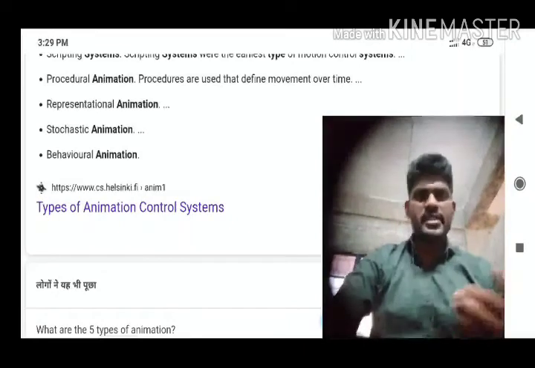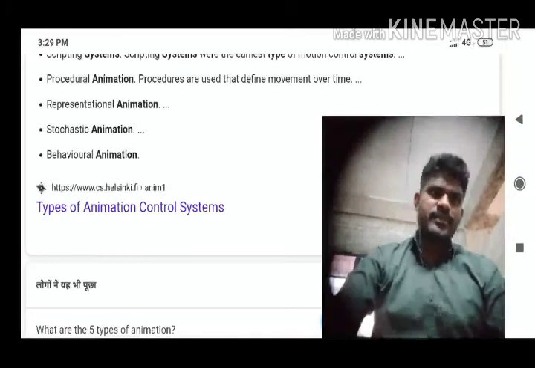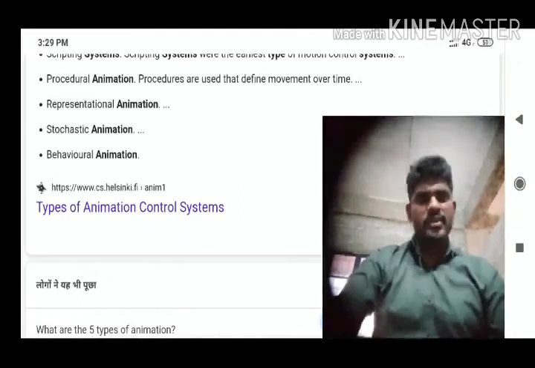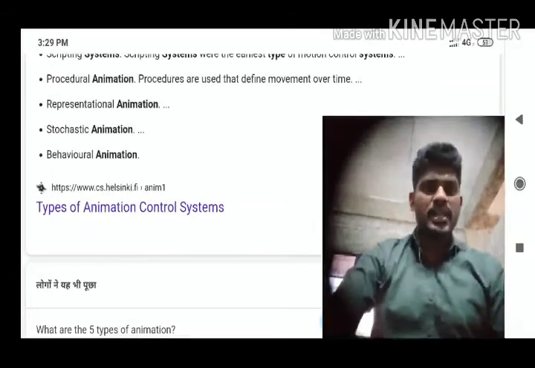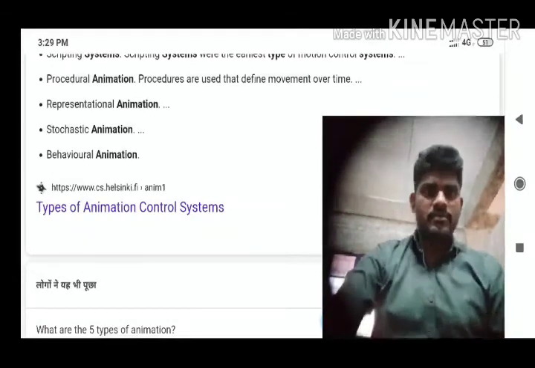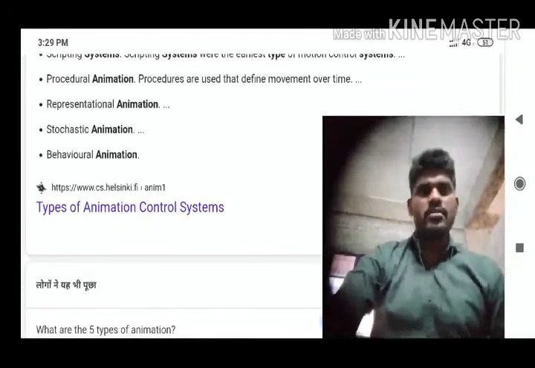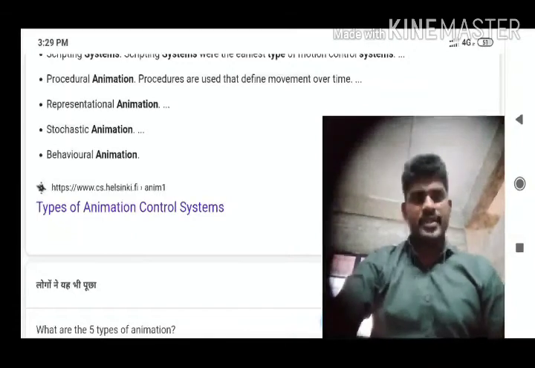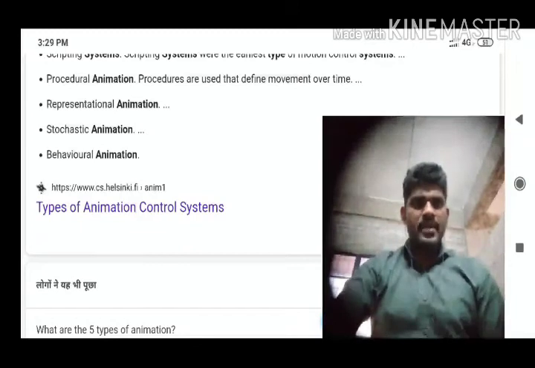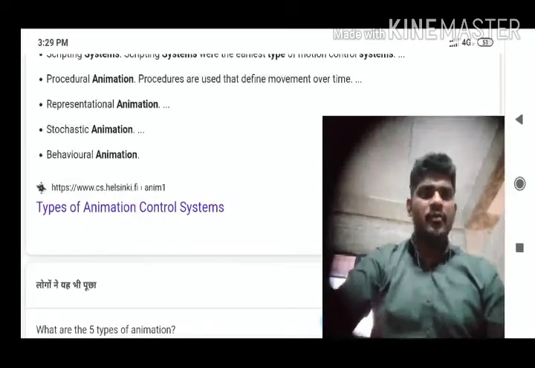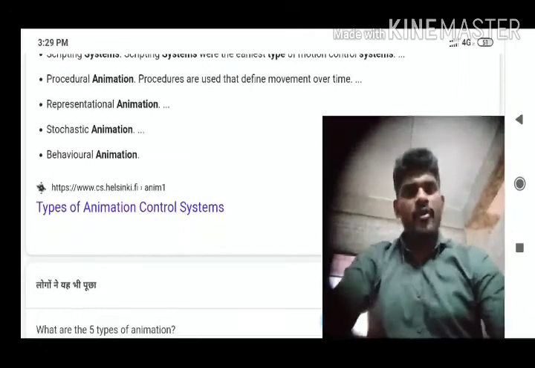Types of animation systems. As per the syllabus we are going to discuss, and many videos are there on other channels also. If you do not get this concept clearly, I suggest you go and watch other channels also until you get clarification. What I am trying to say is, be prepared in a proper, good manner for the forthcoming examination. Be serious.